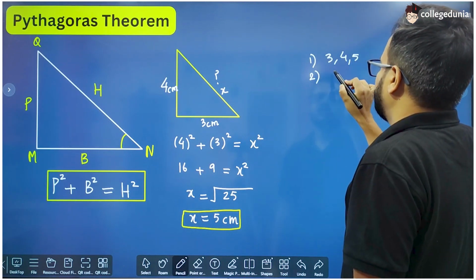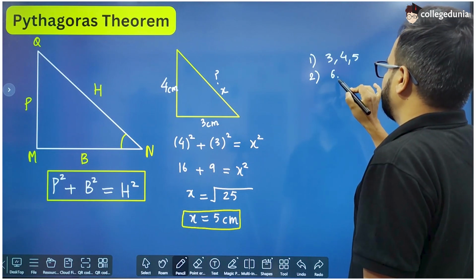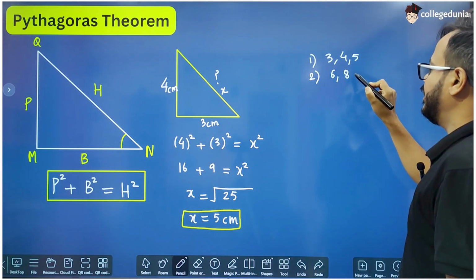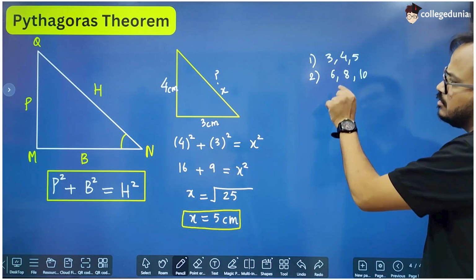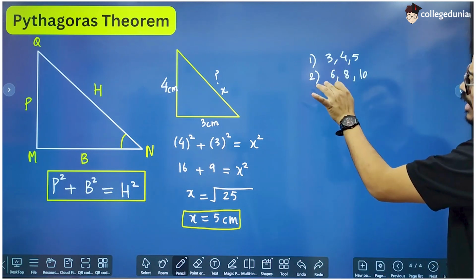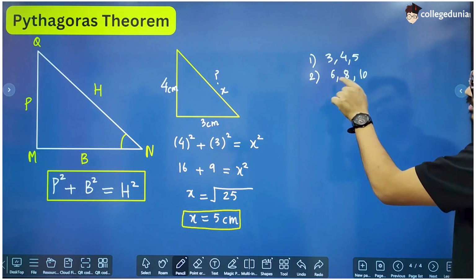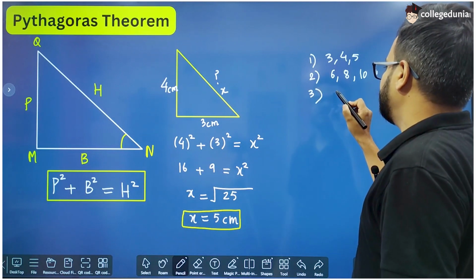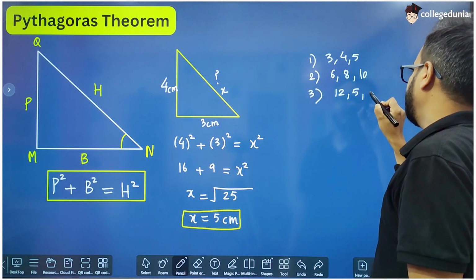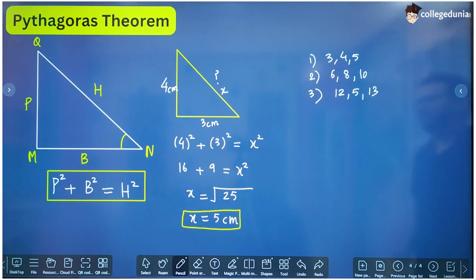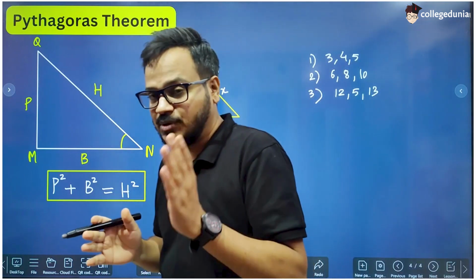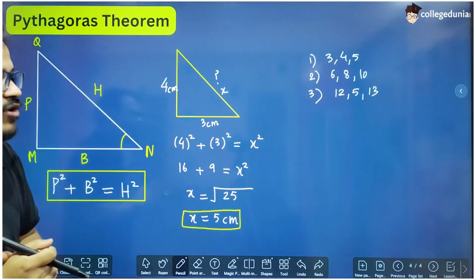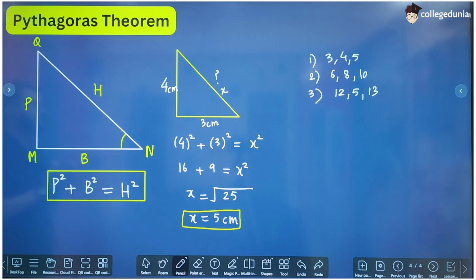Second example is if you take the square of 6 and add it to the square of 8, you will get the square of 10, that is 100. This is 36, this is 64. 36 plus 64 is 100, which is the square of 10. So 6, 8, 10 is also a Pythagorean triplet. Similarly, 12, 5 and 13 are also a Pythagorean triplet, because square of 12 is 144 and square of 5 is 25. 25 plus 144 is 169, which is the square of 13. Right? So this is the Pythagoras theorem, and this is how you can apply it.